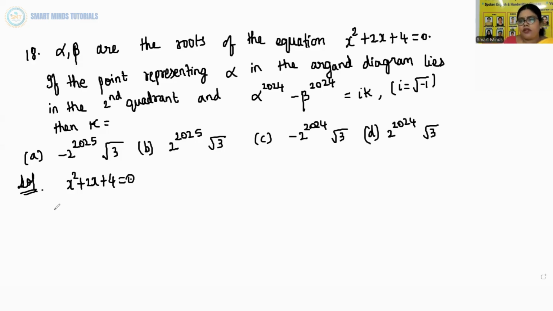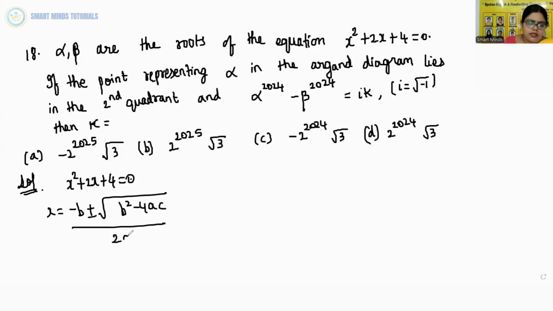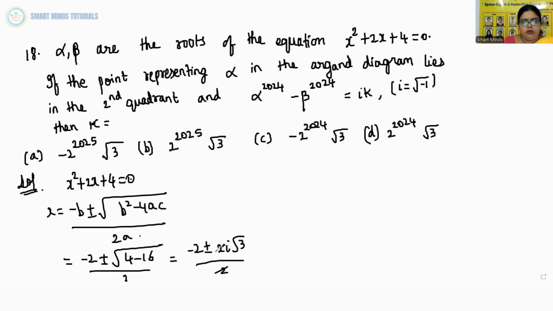So if we use the quadratic formula, minus b plus or minus root over b square minus 4ac by 2a. That is minus 2 plus or minus root over 4 minus 16 by 2. So that is minus 2 plus or minus 2 into i root 3 by 2. 2 gets cancelled. We get minus 1 plus or minus i root 3. So here you can write this as 2 into e power i into 2 pi by 3.